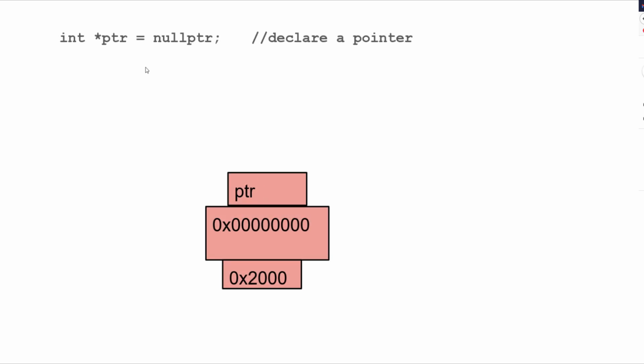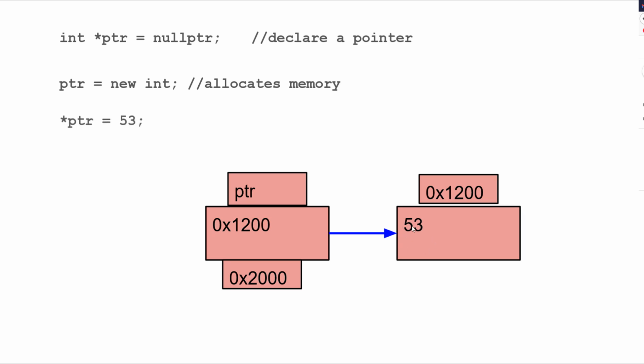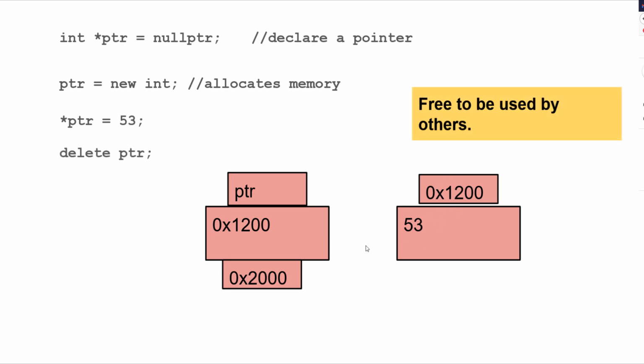So that looks like this. Ptr, nullptr. Declare a ptr pointing to nothing, with an address of its own. Allocate memory for it. 1200 goes in here, saying I'm pointing to this new memory that we just allocated. Put a value in it, star ptr equals 53. Delete it. So this link is broken. Notice that link is no longer there. This memory is now free to be used by other applications in your operating system. That is what it means to allocate memory and deallocate memory.